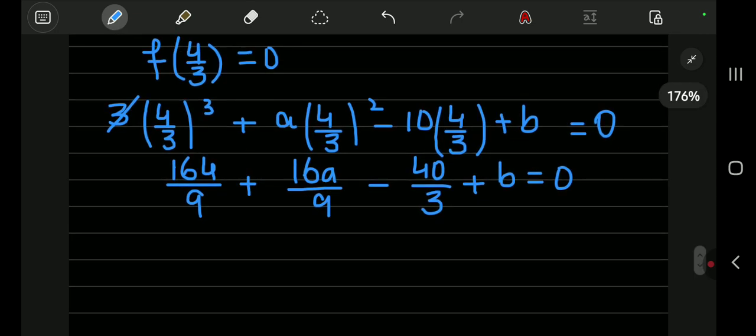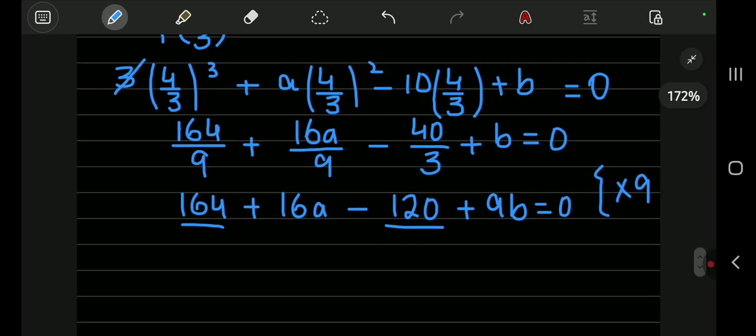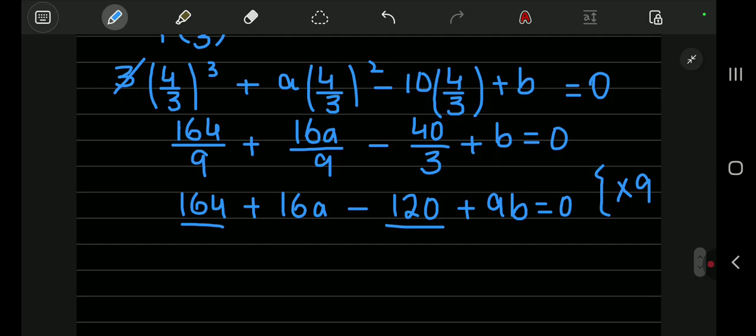To make it simpler, let's multiply the whole equation by 9. So it will become 164 plus 16a minus 120 plus 9b equals 0. Now these are the two constant terms, add them together. 164 minus 120 is 44. Equals 0.